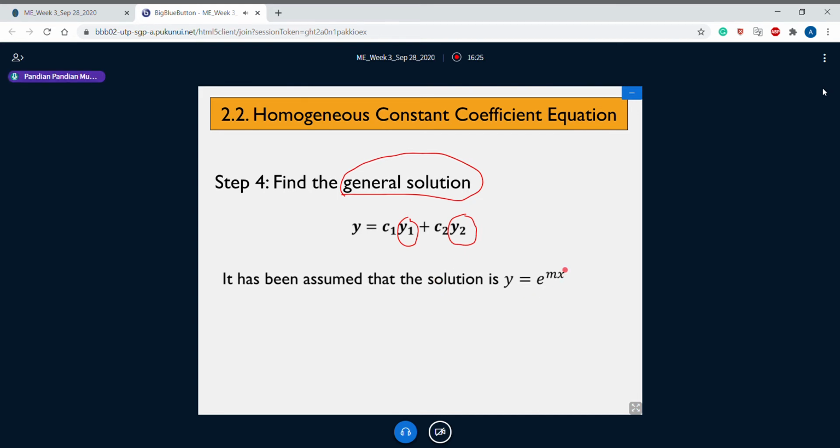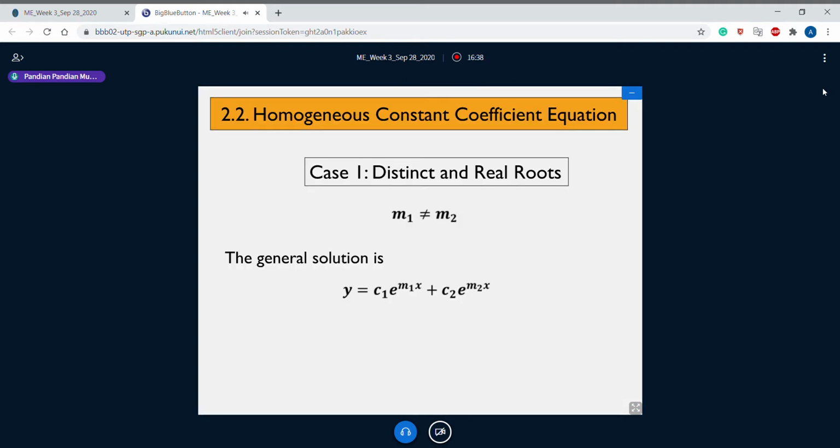Where the y is e to the power mx. The solution is y equals e to the power mx. So you have y1 and y2, you can see in the next slide.